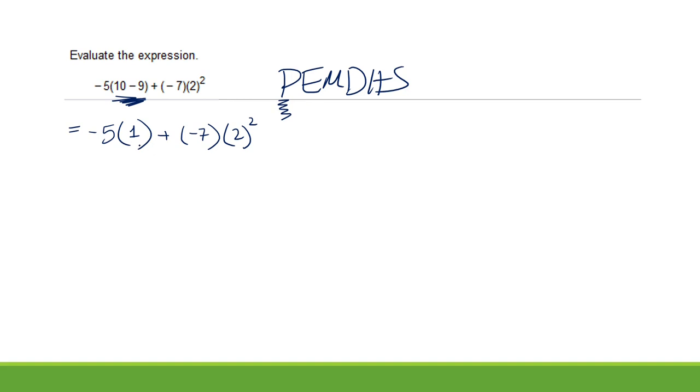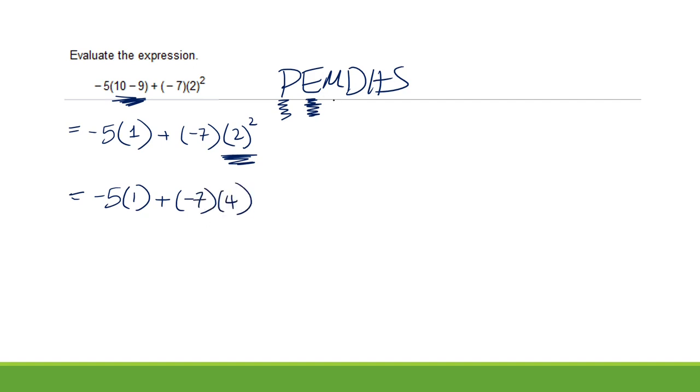Next, there are no parentheses. This is a multiplication, this is a multiplication, this is an exponent. So there are no parentheses, but there is an exponent. This 2 squared should be done next. We have negative 5 times 1 plus negative 7 times 4.